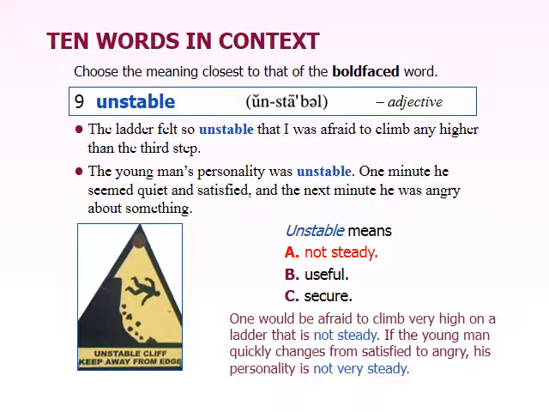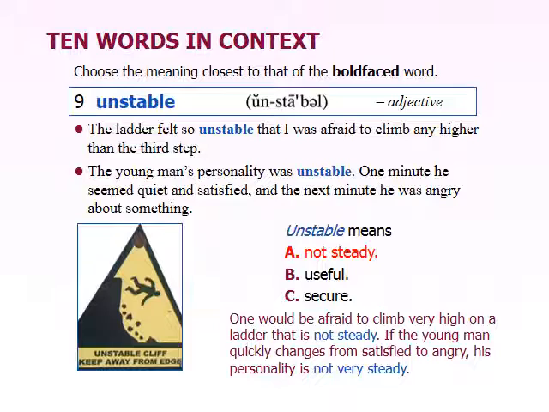So what unstable means is not steady. It's number 3 on page 35. Unsteady, wobbly, not reliable. So in this we have sort of two different usages of unstable. We can talk about something physically that's unstable, and the picture in this one sort of shows something that's physically unstable, meaning that if we are standing on it, we would fall down.